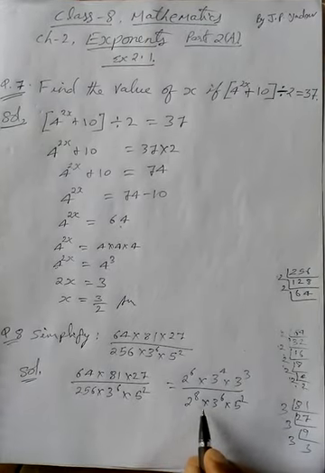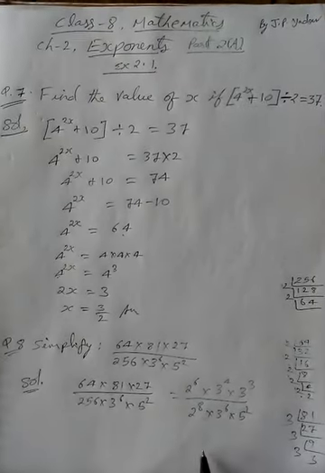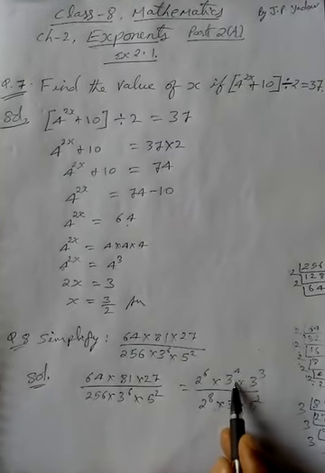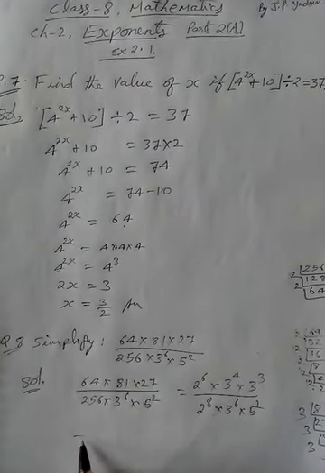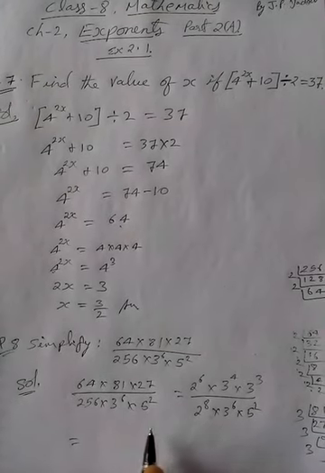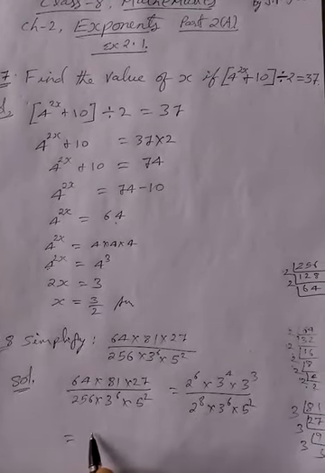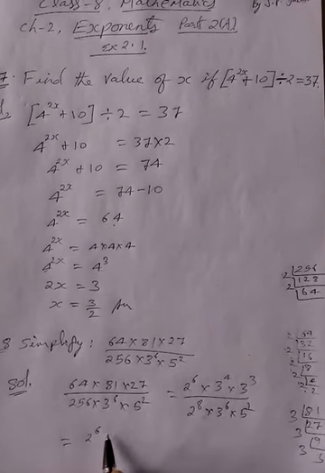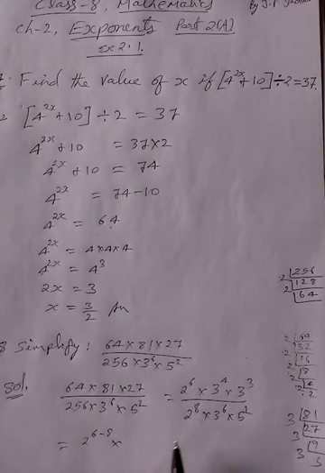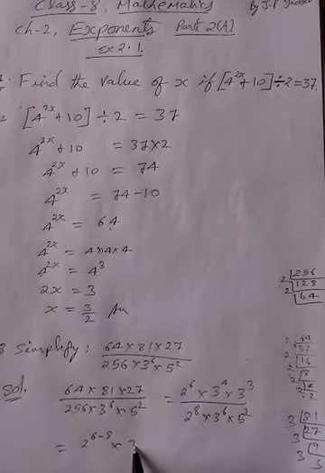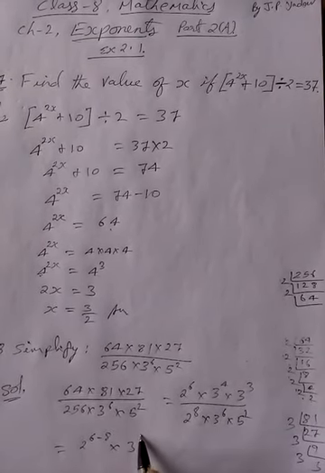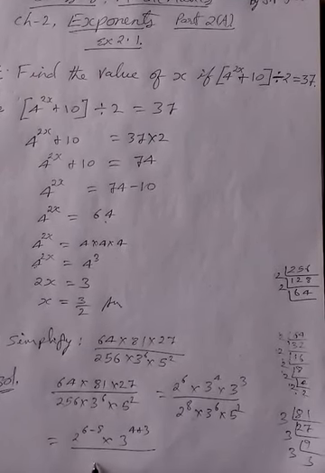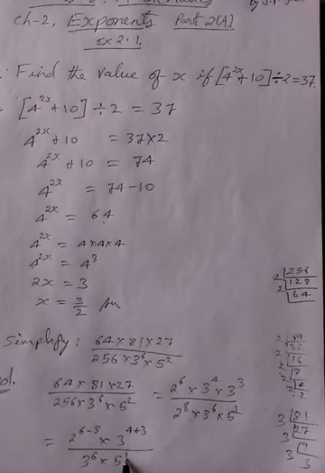2 raised to the power 8 into 3 raised to the power 6 into 5 raised to the power 2. Now we see that the bases are the same here too, and here also. So first we will use the law of exponents: 2 raised to the power 6 upon 2 raised to the power 8 will become 2 raised to the power minus 2, into 3 raised to the power 4 plus 3, upon 3 raised to the power 6 into 5 raised to the power 2.